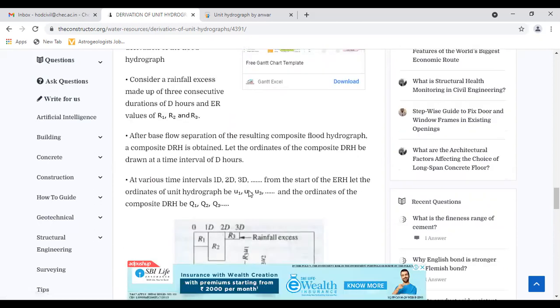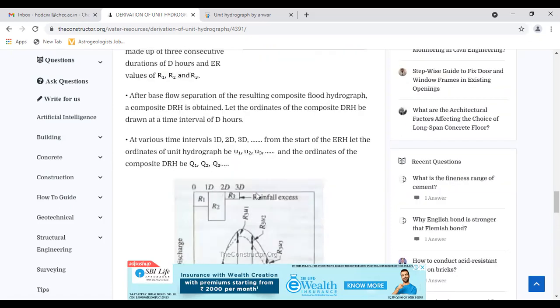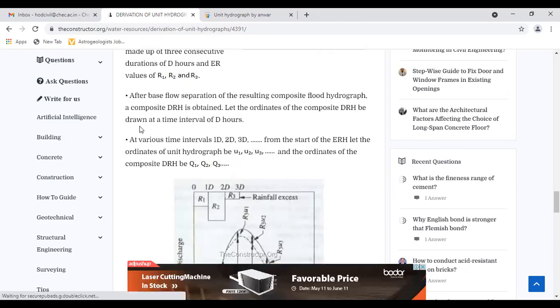Consider a rainfall excess made up of three consecutive durations of D hours and ER values of R1, R2, and R3. After base flow separation of the resulting composite flood hydrograph, a composite direct runoff hydrograph is obtained. Let the ordinates of the composite direct runoff hydrograph be drawn at a time interval of D hours.